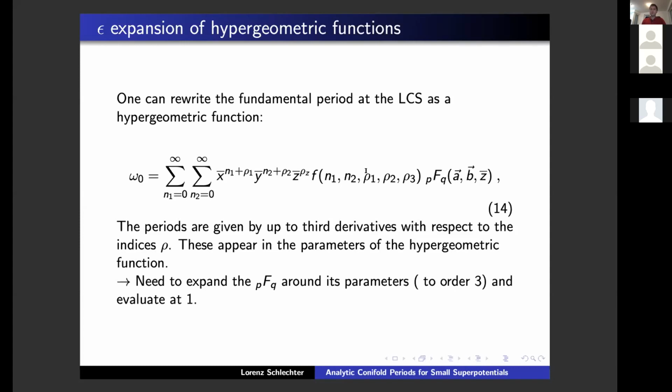Derivatives of gamma functions are just polygamma functions, and evaluating them at 1 or some integer numbers is not any problem. So this function here is trivial. The only problem for analytic continuation lies in this hypergeometric function. And we need up to third derivatives with respect to the parameters rho, and they then need to be able to expand this function in z around 1. And so we need the full epsilon expansion of this hypergeometric function.